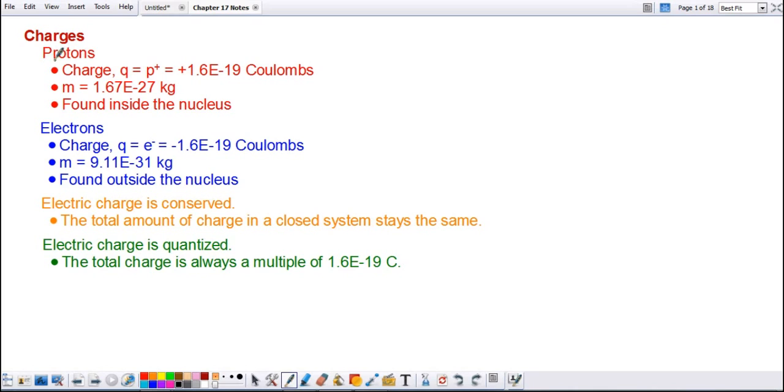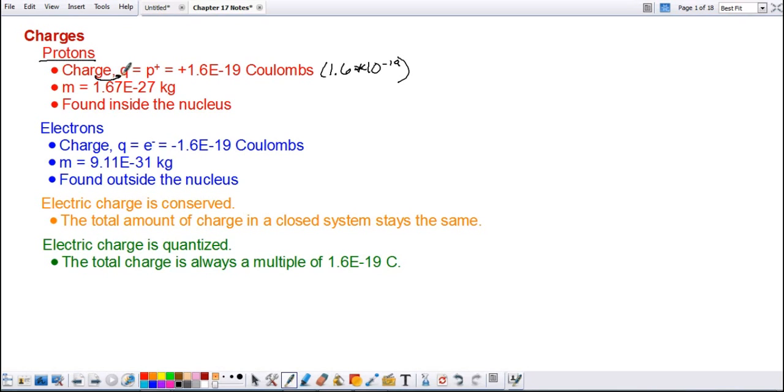So first thing we're going to look at is a proton. A proton has a charge of positive 1.6 times 10 to the negative 19th coulombs. It's just a shorter way of writing that. So that's 1.6 times 10 to the negative 19th. Okay, but we write it a little bit shorter this way. Okay, and let's go back and look at this.